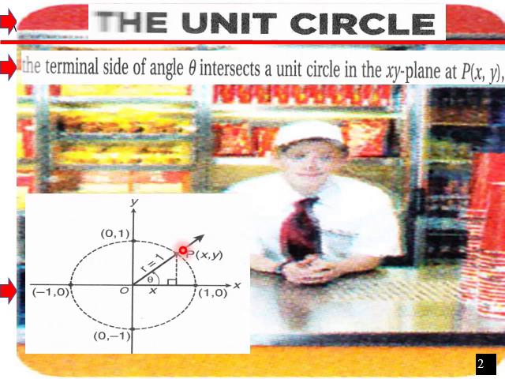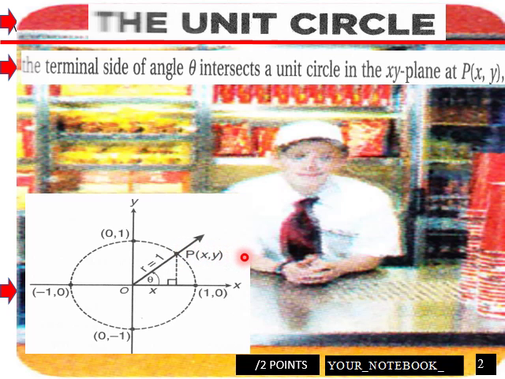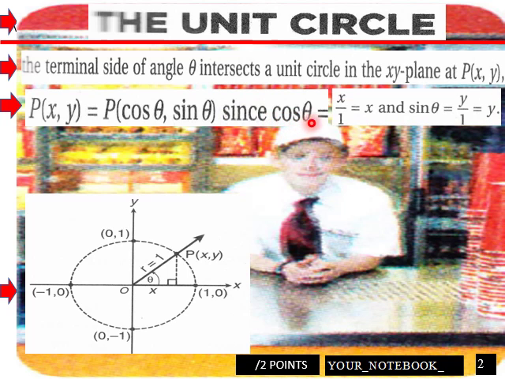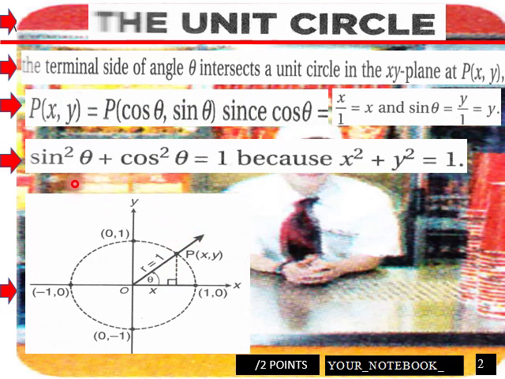So point xy equals the point where cosine theta and sine theta, since cosine theta equals x over 1, which equals x, and sine theta equals y over 1, which equals y. So these are your trigonometry functions as they concern a unit circle.